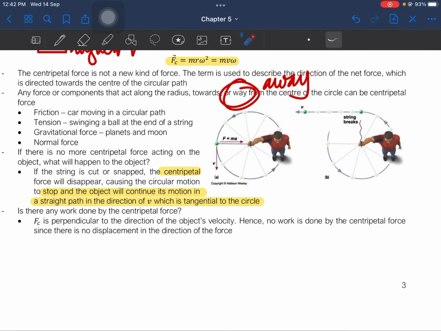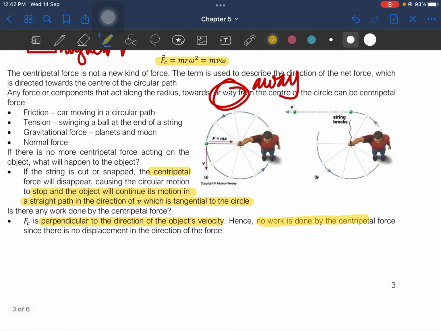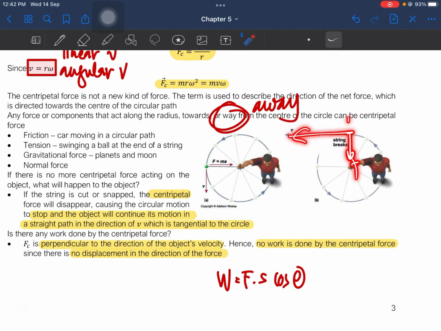Alright. So is there any work done by the centripetal force? Centripetal force is perpendicular to the direction of the object's velocity. So when it is perpendicular, if you take cos 90, it is equal to 0. So no work is done by the centripetal force because there is no displacement in the direction of the force. You remember we have work equals F s cos theta. So when it is perpendicular, for example the force goes here and the velocity goes here, since they are perpendicular, there is no work, because the force is in this direction but the velocity is perpendicular to it. So no work is done.